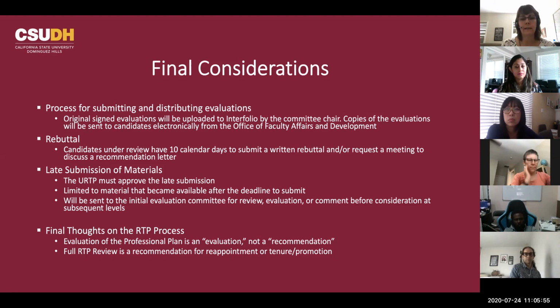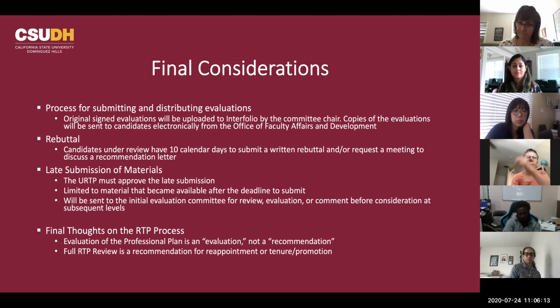The rebuttals must be issued within 10 calendar days of your receipt of them, okay? This is not Dominguez Hills' policy. This is outlined in the collective bargaining agreement with the union. So please make note of that.